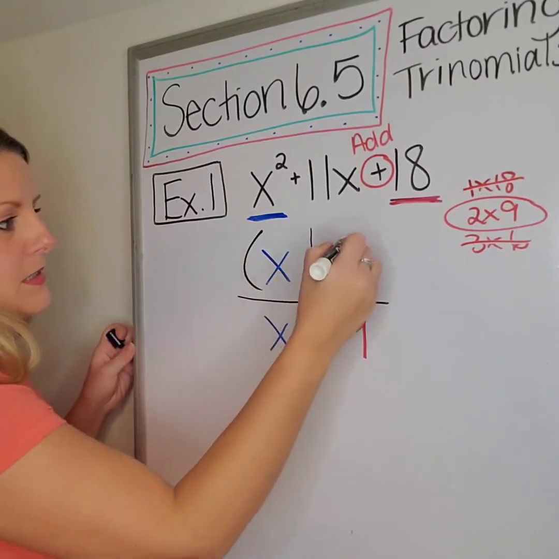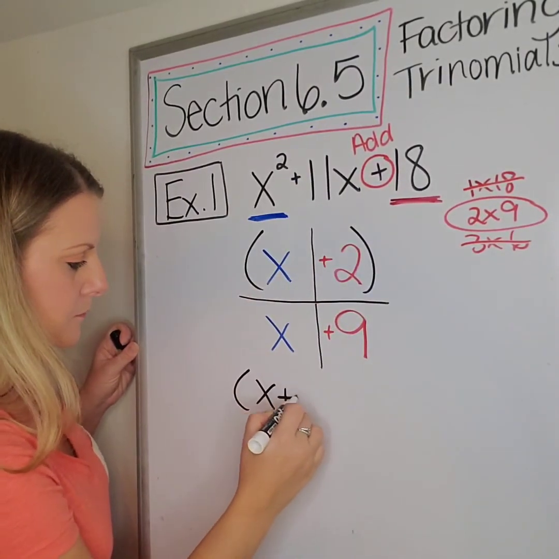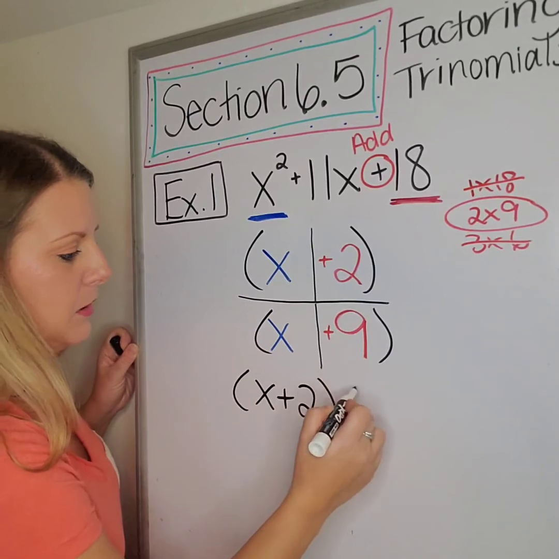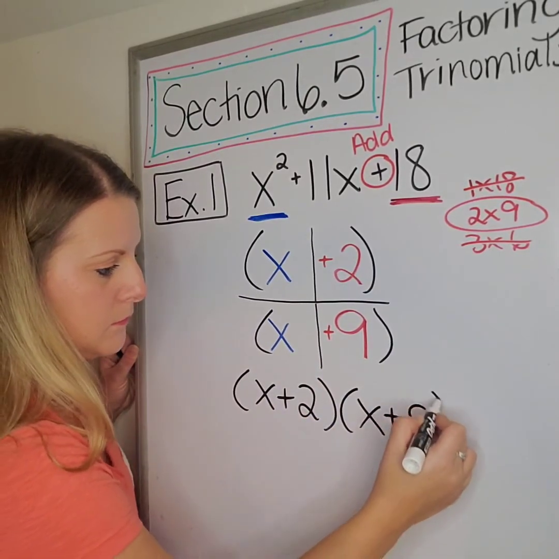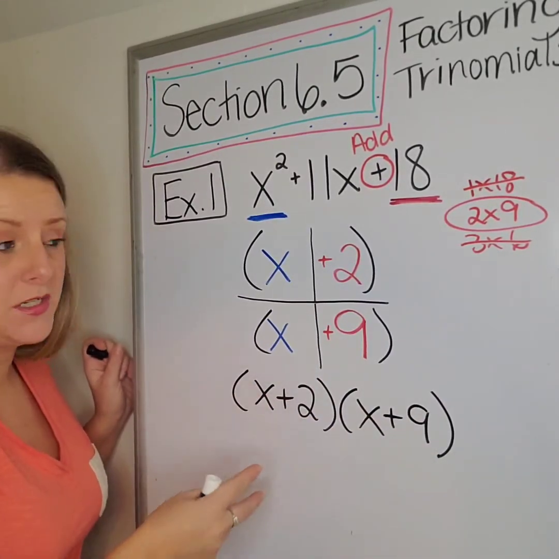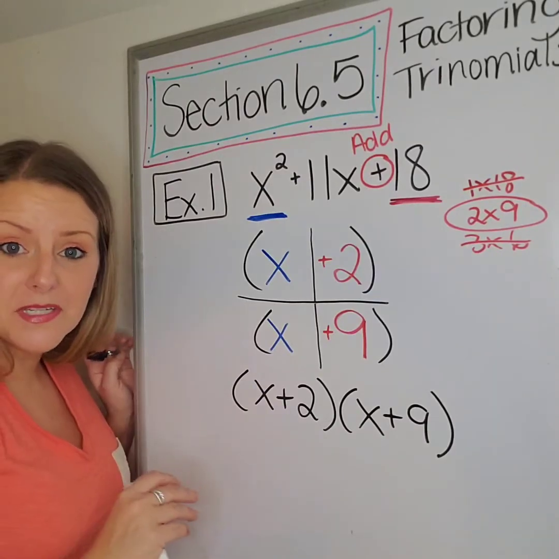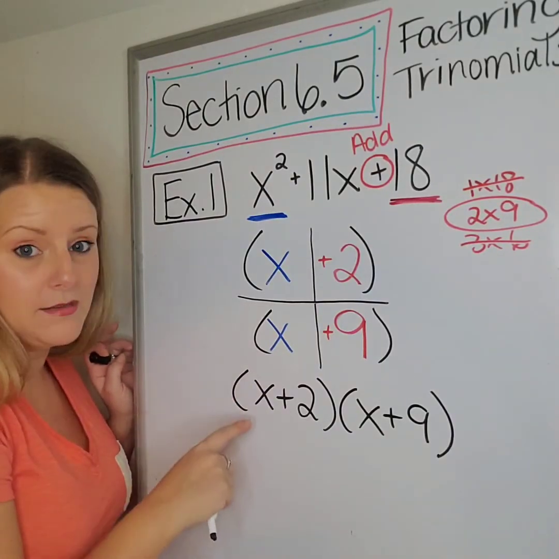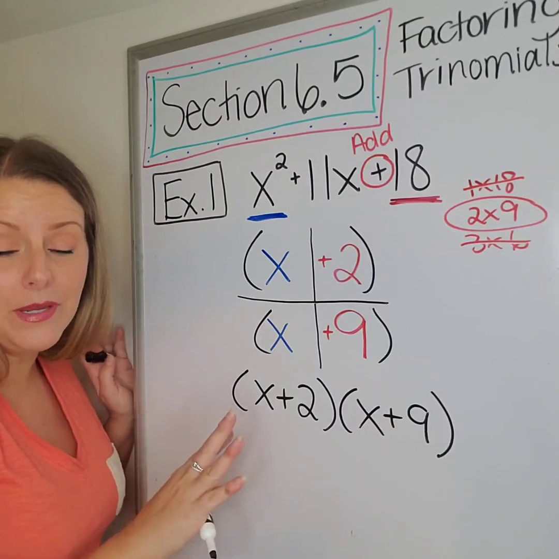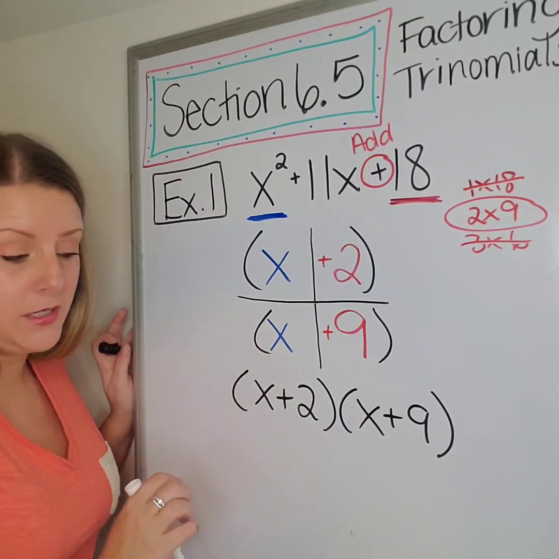So the top is x plus 2 and the bottom is x plus 9. And again, it could be vice versa. It doesn't matter. That is the opposite of the box method, and this is your answer. At this point, stop here, but I'm going to show you how you can check your answer.